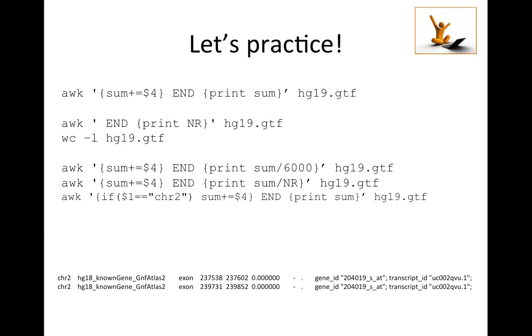So what if we want to calculate the sum of the elements from column number 4 only for chromosome 2? In other words, only in the case when the element from column number 1 is equal to chromosome 2. We just need to put an if statement saying that if the element from column number 1 is equal to chromosome 2, then calculate the sum, only in that case. And then the same thing, print it when you reach the end of the file. Okay, any questions here before we try it?